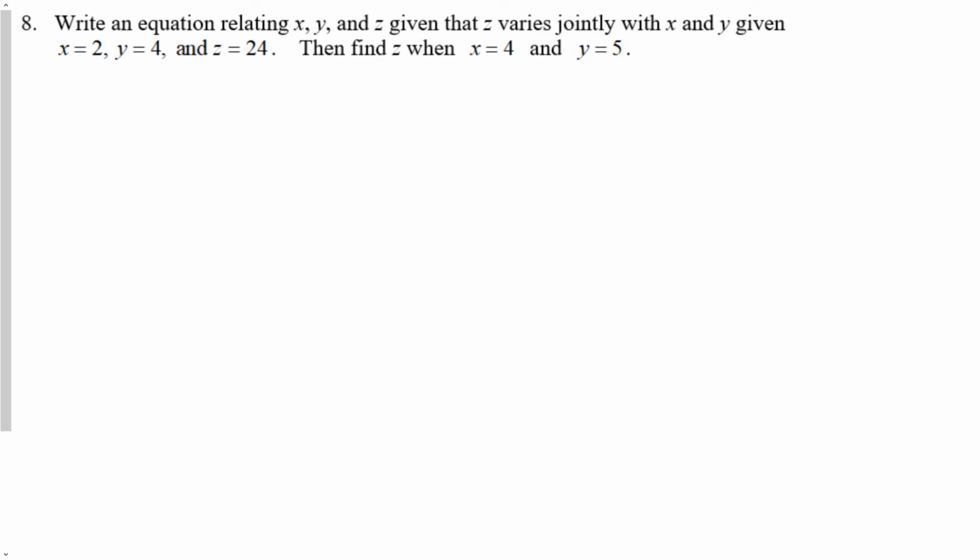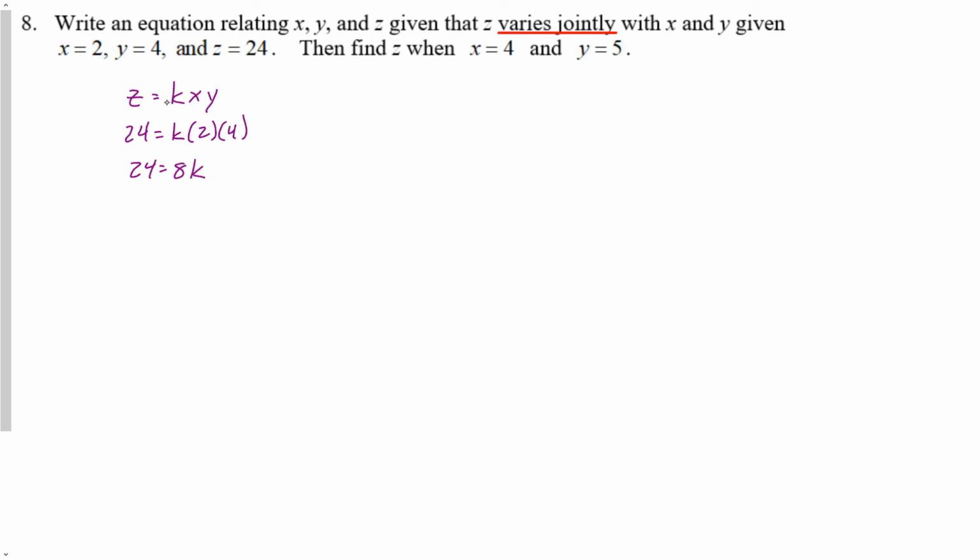One more similar to this, dealing with our third type of variation, joint variation. So we see the words here that these variables vary jointly. So the general equation for joint variation is z equals k times x times y. And we are given the fact that x equals 2, so we're going to have k times 2, that y equals 4, and that z equals 24, so the whole thing is equal to 24. Again, just have to solve for k, just like in the other two previous examples.